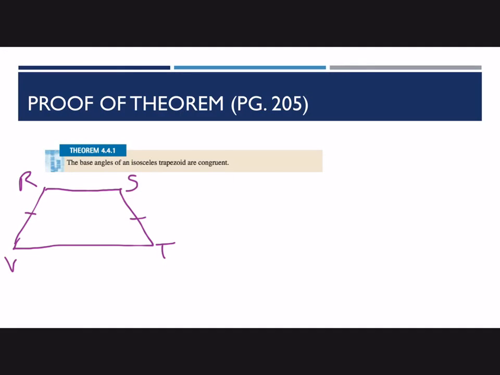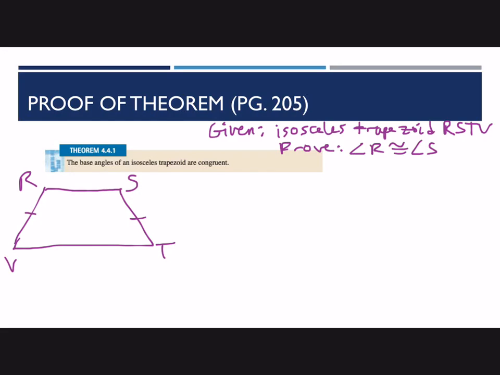All right, so let's write a given statement. So we are given isosceles trapezoid RSTV. Okay, and we want to prove, so we've got 2 angle pairs. We want to prove that R and S are congruent, and also that V and T are congruent.